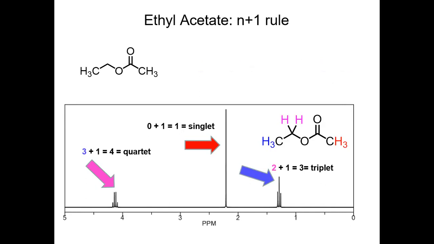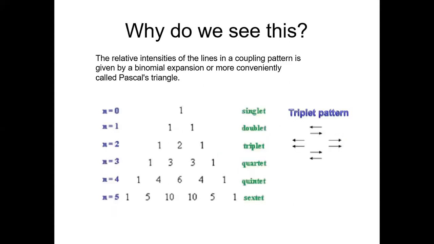Now, it's not always this simple, because sometimes you have complex splitting, especially if you have stereocenters present in a molecule. Then you're going to get complex splitting, because some of your protons that normally would be considered equivalent become non-equivalent. But we'll talk more about that later. Right, so this is why you see that.